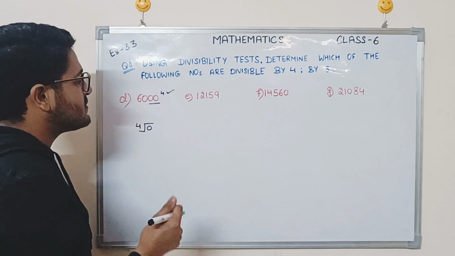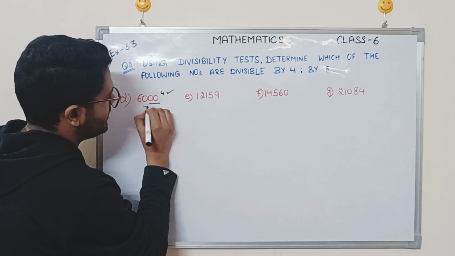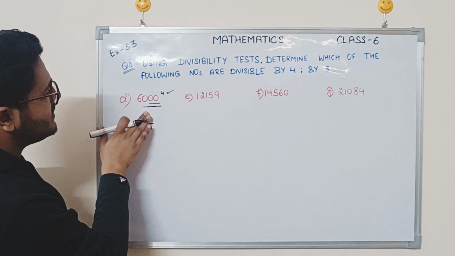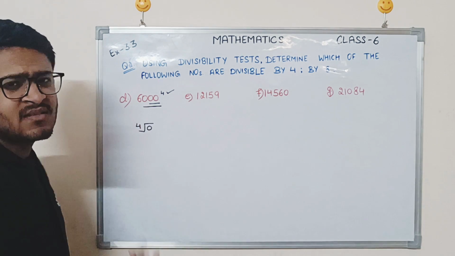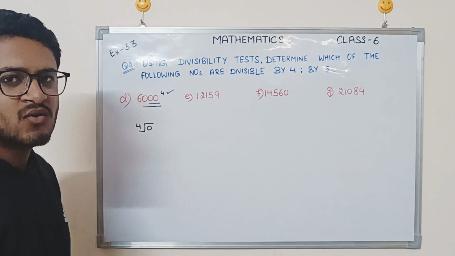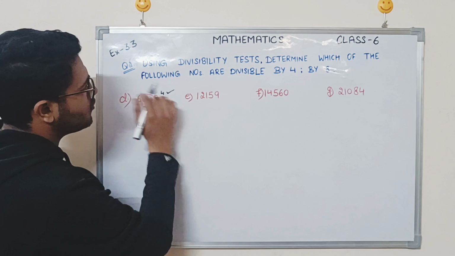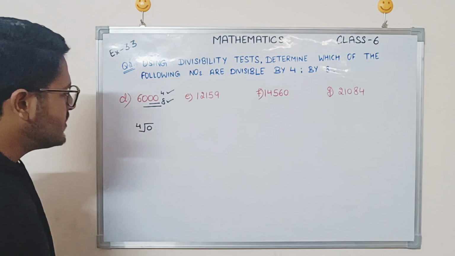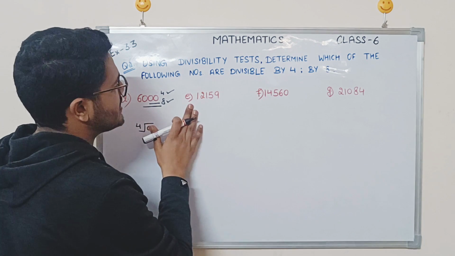So next is divisibility by 8. For divisibility by 8, we will take the last three digits. Now when we see the last three digits, these are 0, 0, 0. This is nothing but 0. Again, 8 zeros are 0, right? So 0 is divisible by 8. Therefore this whole number is also divisible by 8. Easy? Right. Let's move to the next E part.